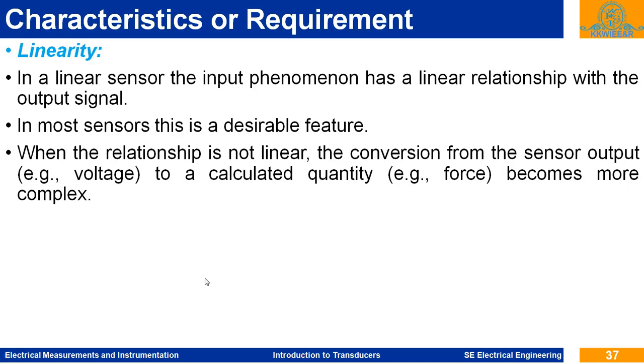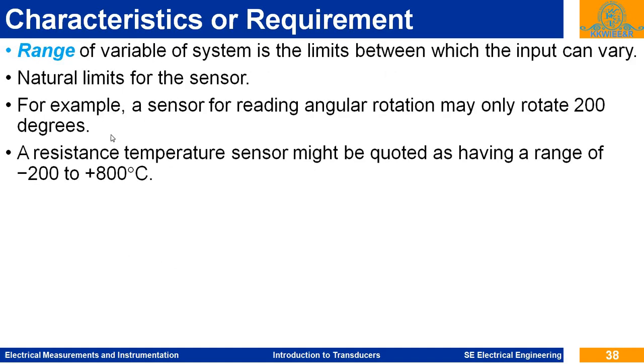So there should be a linear relation between physical quantity input and the electrical output. Range of variable of a system is the limits between which the input can vary. So, natural limits for the sensor. For example, a sensor for reading angular rotation may only rotate 200 degrees.